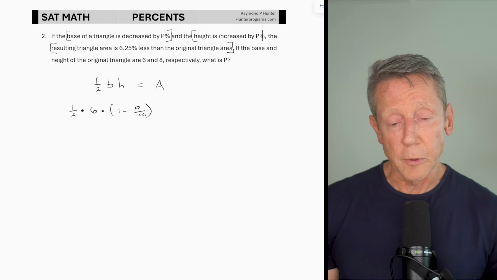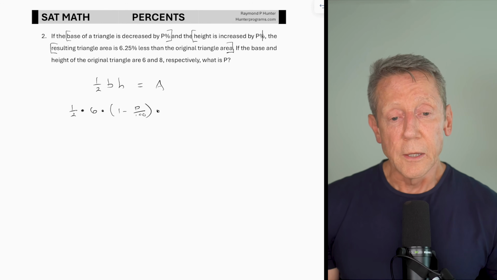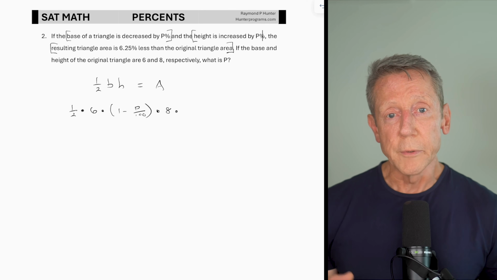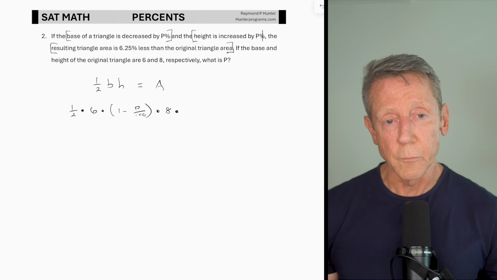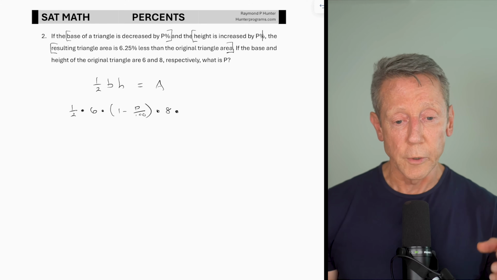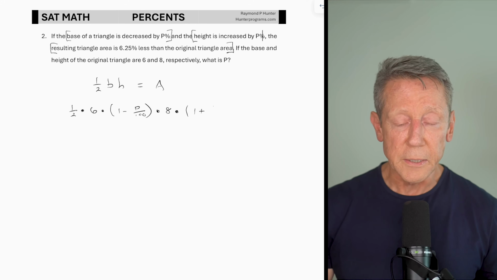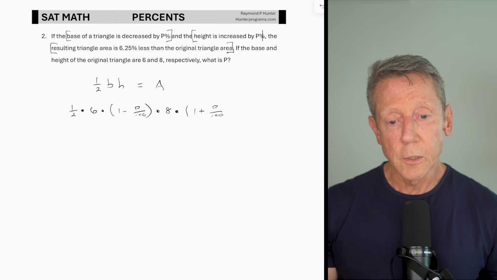And then the next part's base, or I'm sorry, height. The original height was 8. So I'm going to write an 8. And then we're going to be changing that. Looking here in the second square bracket, we're going to increase by p%. So I'm going to open paren, 1 plus p over 100, close paren.